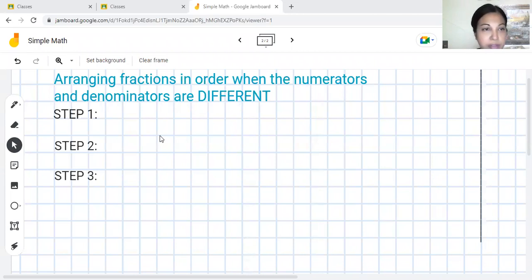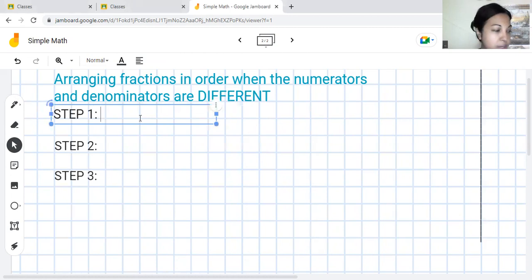Hello, math champions. Today we are going to arrange fractions in order when the numerators and denominators are different. And we are going to do this in 3 easy steps. So the first step, I'm going to lay out all these steps, and then we are going to work an example to show how this is done.